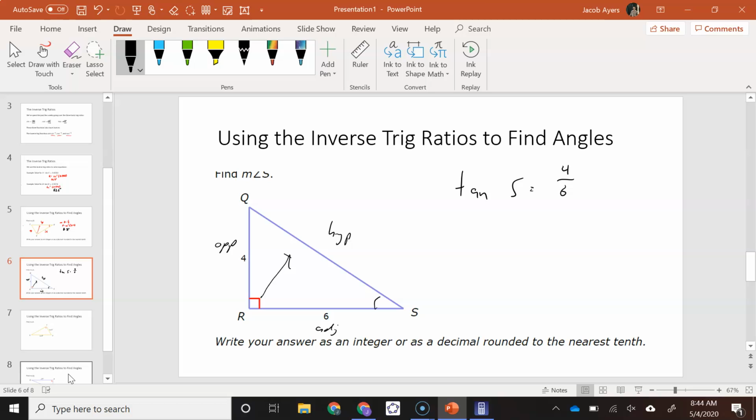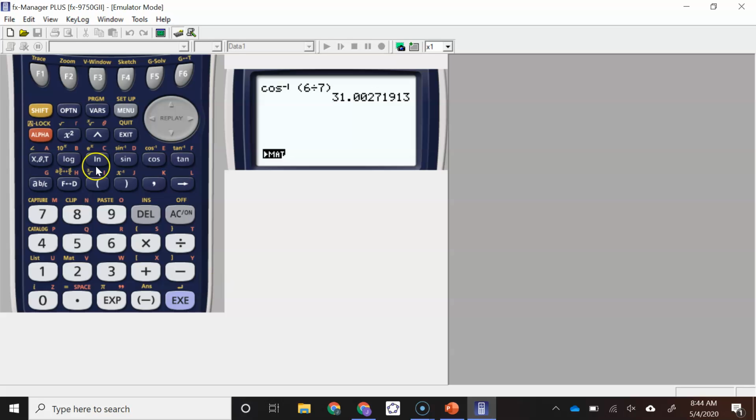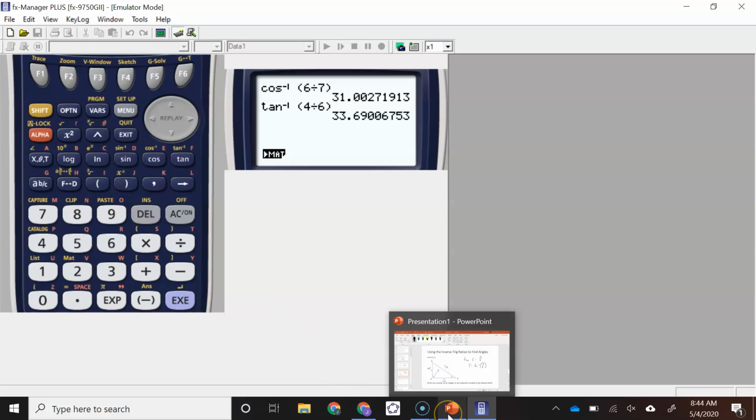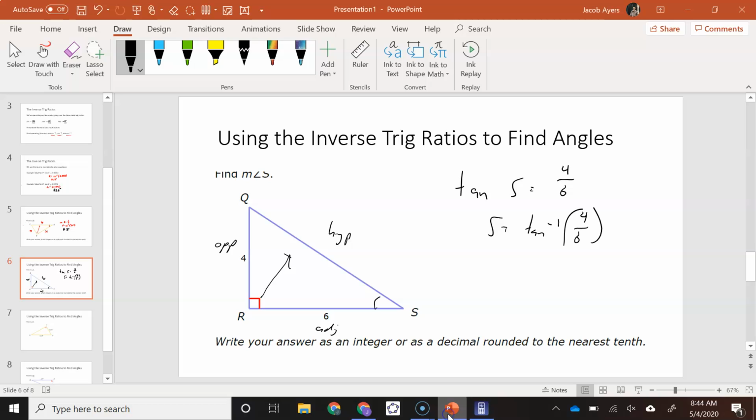We'll just punch this into our calculator. So S equals, and we'll put that in parentheses. So we'll take shift, tangent inverse, parenthesis, don't forget that this time, 4 divided by 6. And it is 33.7, it looks like. So 33.7, near the tenth, would be our answer there. 33.7 degrees.